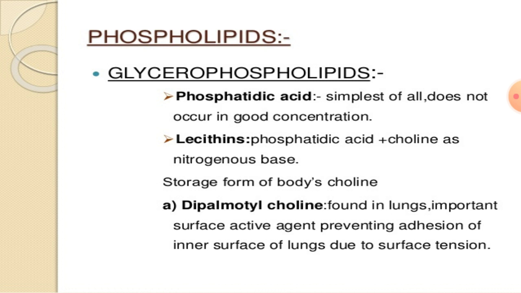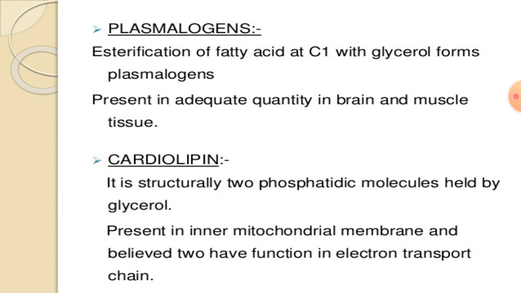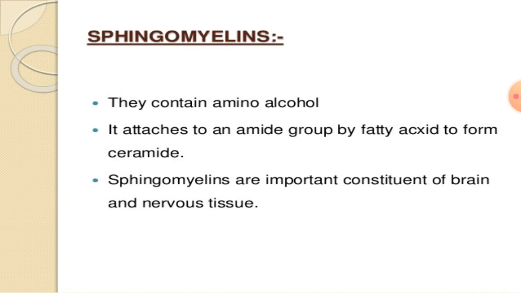Then there are some other types of glycerophospholipids. Here are the plasmalogens, cardiolipins, and the next one is the sphingomyelins. These sphingomyelins contain an amino alcohol which attaches to an amide group by fatty acids to form ceramides. These sphingomyelins are important constituents of the brain and nervous tissue.